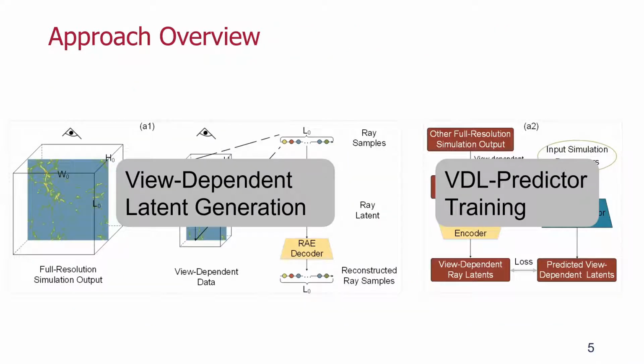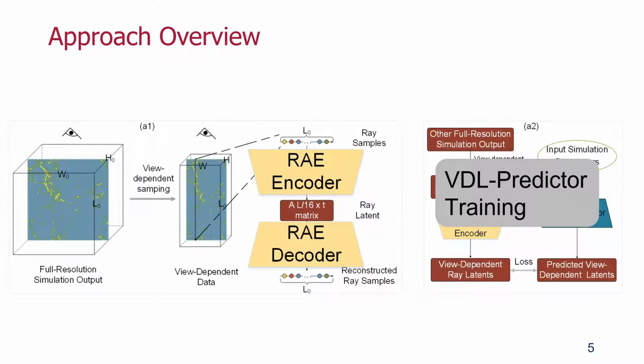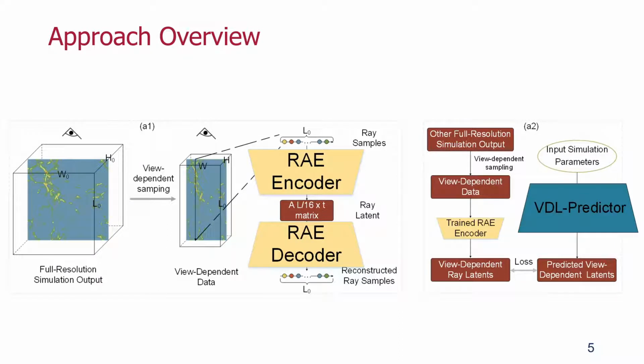Next, I'm going to start presenting our method. First, I'll give the audience an overview. Note that the training phase of VDL-Surrogate is composed of two stages, view-dependent latent generation and VDL predictor training. And there are two major networks in the pipeline. The first one is called Ray Autoencoder, abbreviated as RAE. The second one is called View-Dependent Latent Predictor, abbreviated as VDL Predictor.